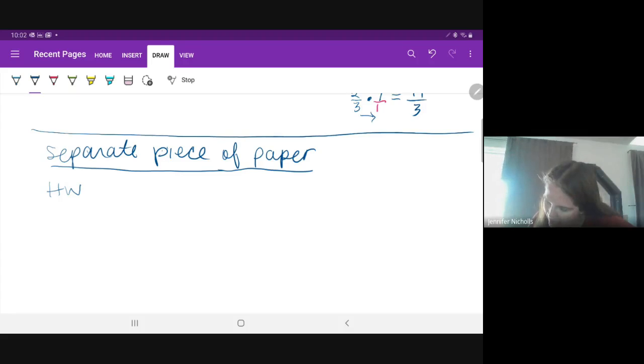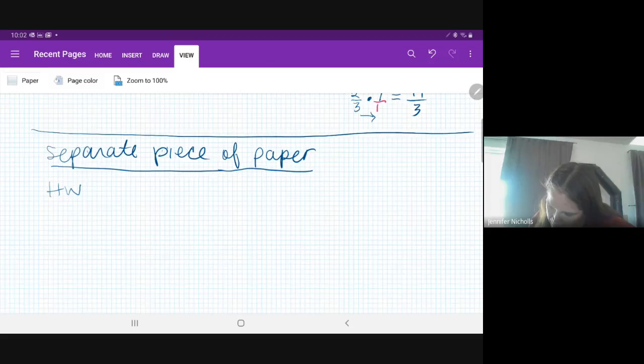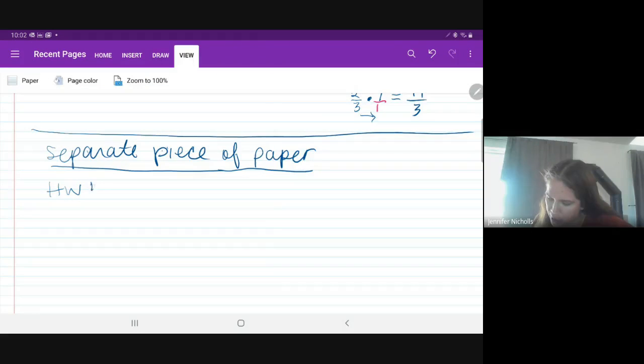Oh, let me get lined paper out for you guys. Okay, lined paper. Nope, not that kind of lined paper. So regular paper. On the top of the paper, you're going to put homework number 1. And then over here, you're going to put your name.